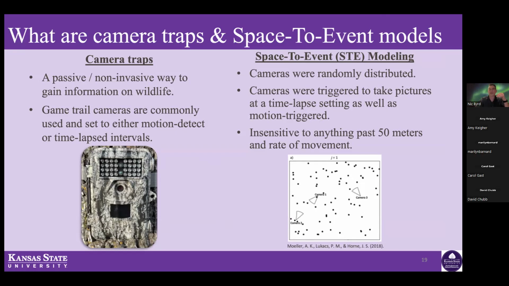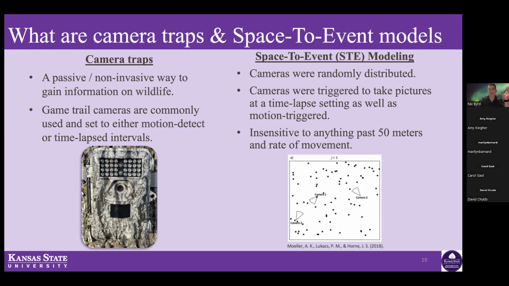In the past, they have used either strictly time lapse or usually strictly motion triggered. We decided to use both. The reason why is because for space to event modeling to work, it runs off a Poisson distribution. So basically, cameras are taking pictures in a synchronous fashion. So at 12 o'clock, all cameras are taking pictures. At 12:30, all cameras are taking pictures. And so on and so on.